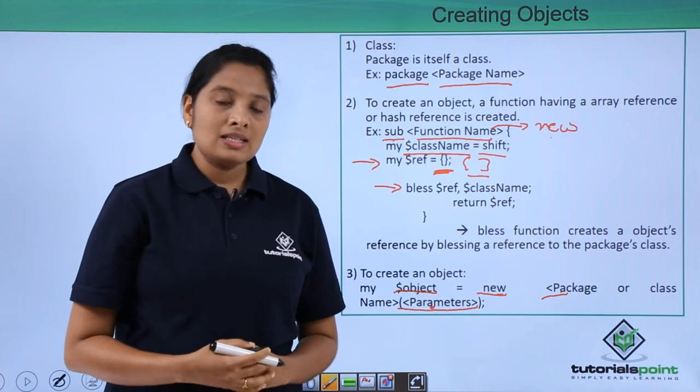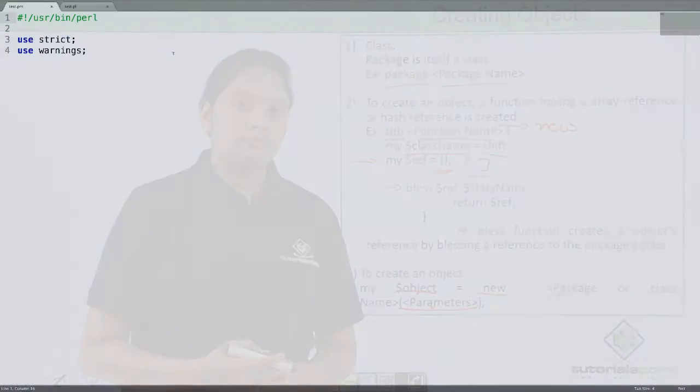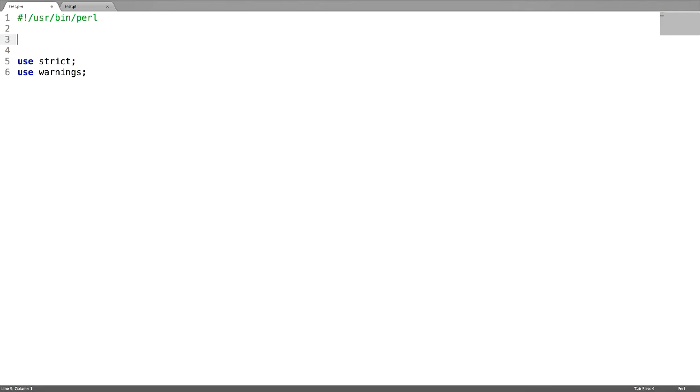Now let us see a simple example. Let us create a class now. For this, give a keyword package followed by the class name. Package is nothing but a class. Create the object constructor by a subroutine called new. This name can be any name.